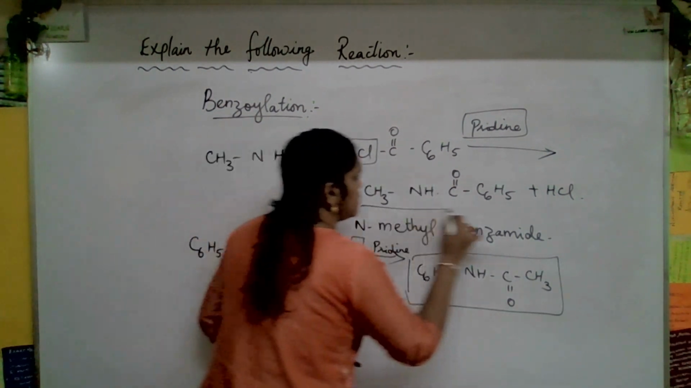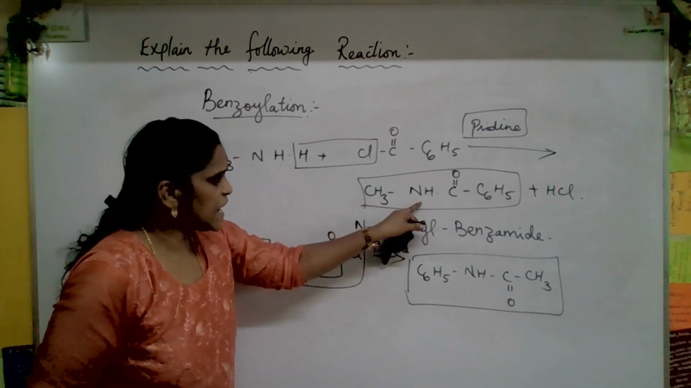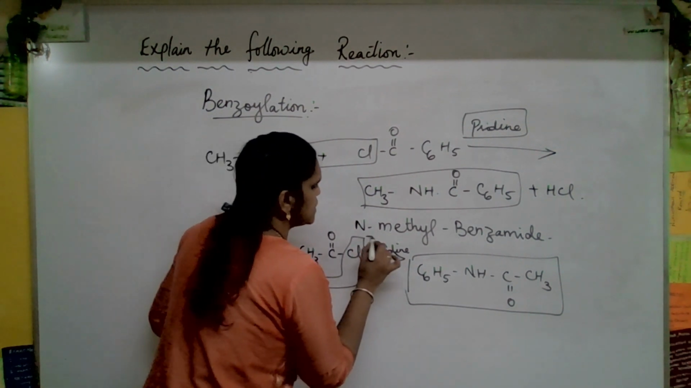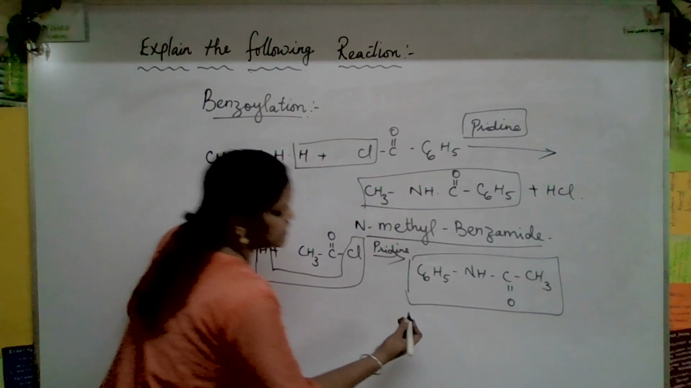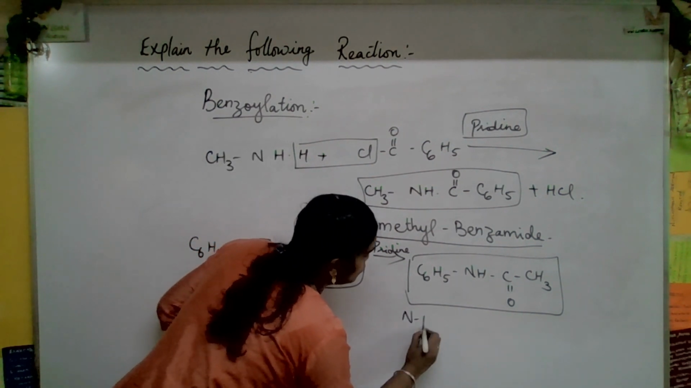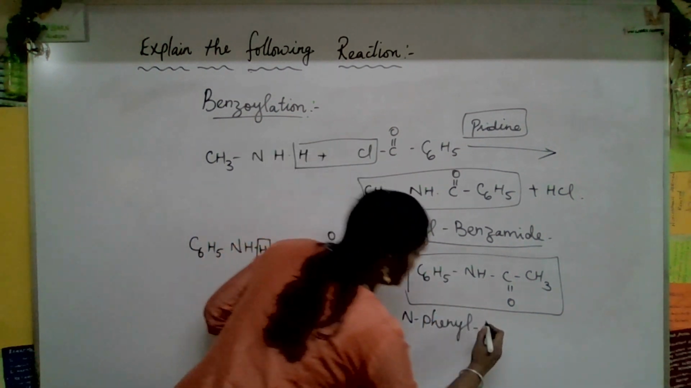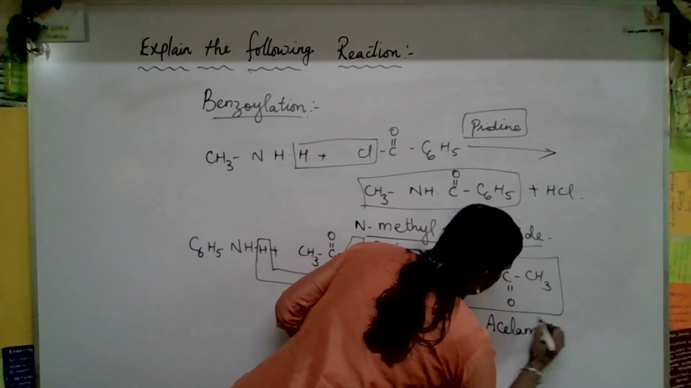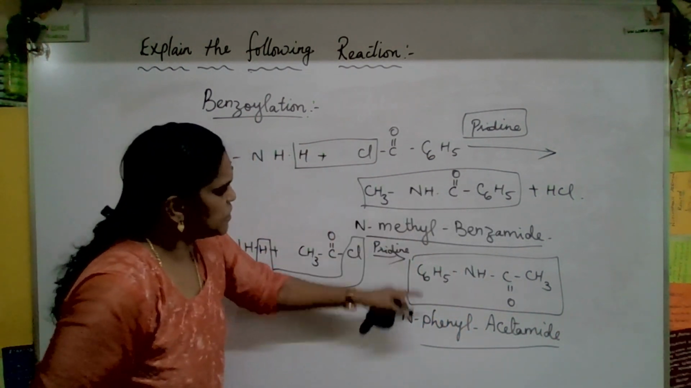What is the difference between these different products? CH3NHC double bond O C6H5. So this is called N-methyl benzamide. Whereas here, what is the name? N-phenyl acetamide. See the difference between this and this.